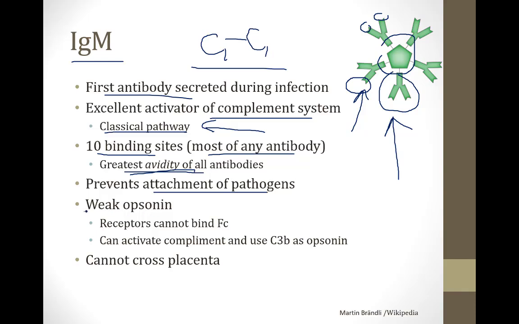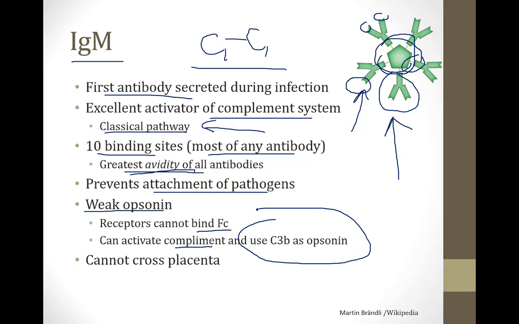IgM is a relatively weak opsonin. That's because many other elements of the immune system have Fc receptors which bind to the Fc portion shown here on the antibody. Well, all the Fc portions in IgM are clustered together in the middle and not exposed. Therefore, they often do not bind Fc receptors in other immune system elements, and therefore IgM is a relatively weak opsonin. It can, however, opsonize to some degree because it can activate complement, as we just discussed, and the complement pathway can generate C3b, which is an opsonin, so there is some opsonizing ability of IgM.